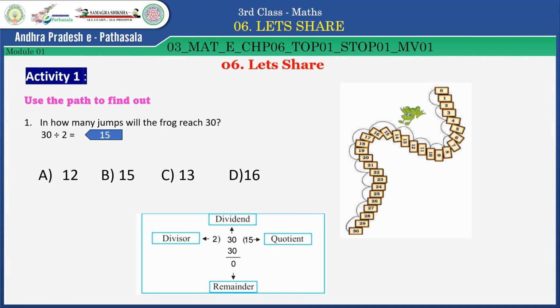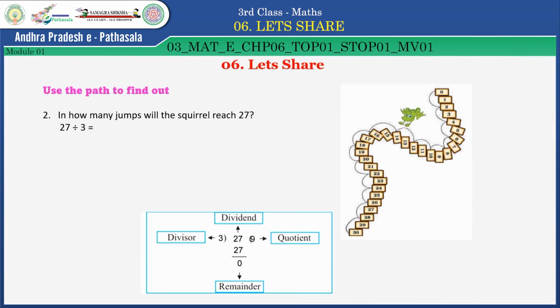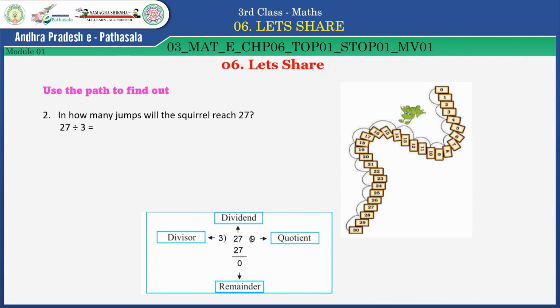The second question is, in how many jumps will the squirrel reach 27? 27 divided by 3. 3 nines are 27. 27 minus 27 is 0. Here the divisor is 3, the dividend is 27, the quotient is 9 and the remainder is 0. The options are A 9, B 12, C 6, D 18. The answer is A, 9.